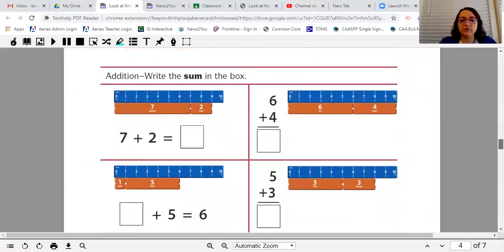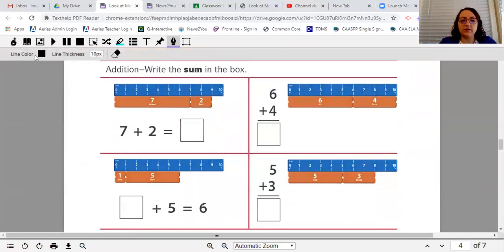Okay, so we need to write our sum in the box. So we have 7 on our number line, and then we're going to add 2 more. So we're going to go 1, 2 to land at 9. And here we have 6 on our number line, and we're going to add 4. So we're going to go 1, 2, 3, 4 to get to 10.